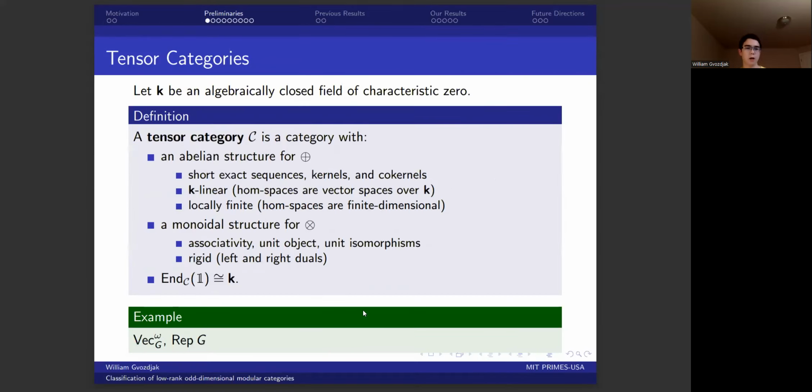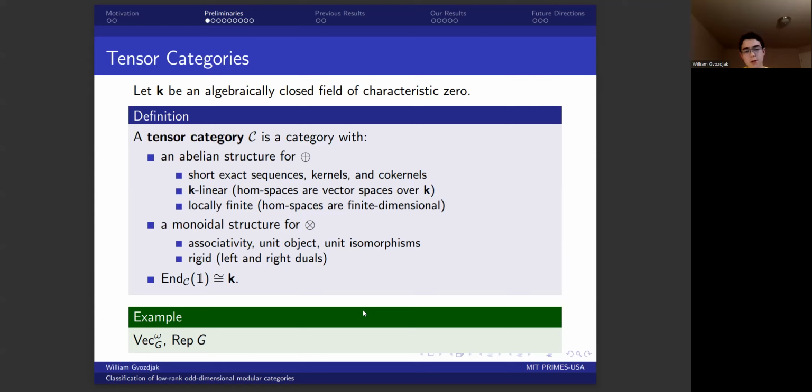So next, after the motivation, I'll get into some preliminaries for understanding the results. Before I do that, we first let K be an algebraically closed field of characteristic 0 throughout this presentation and our paper. So first, I'll define a tensor category. We say that a tensor category C is a category that has two main structures and then one condition. The two main structures are an abelian structure and a monoidal structure.